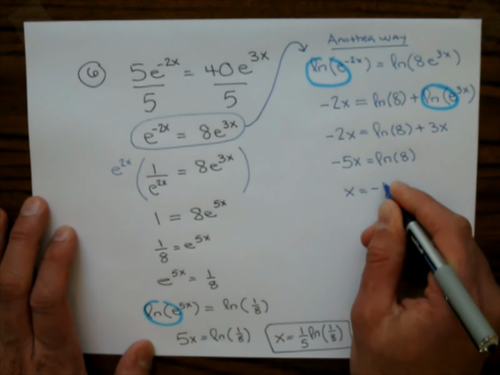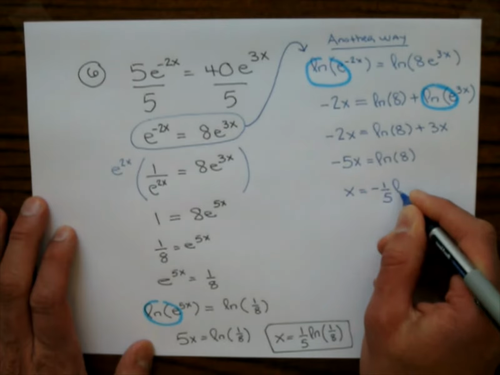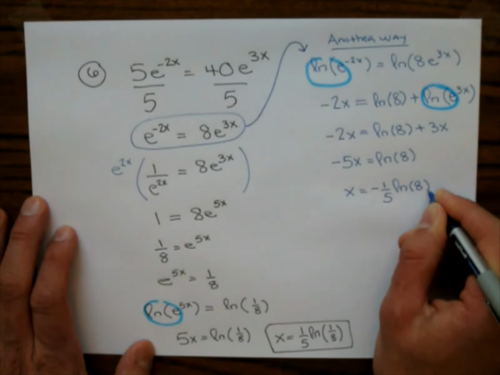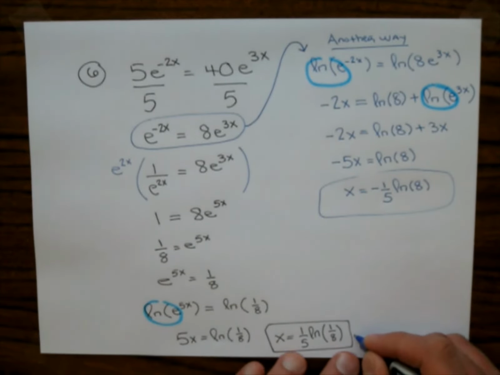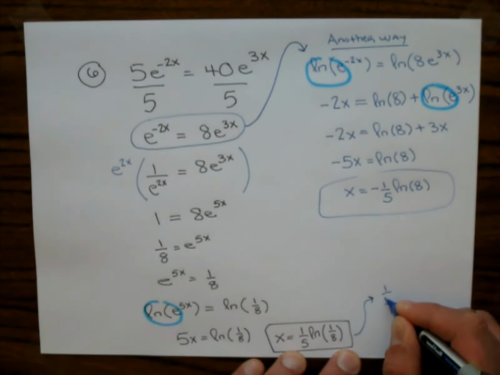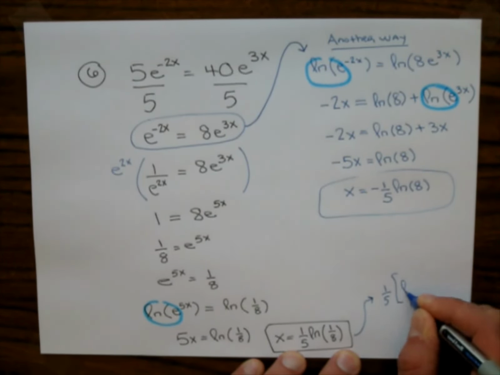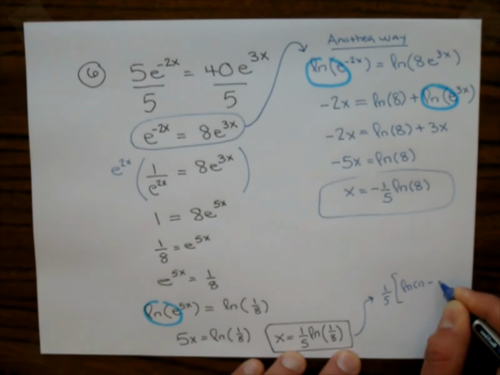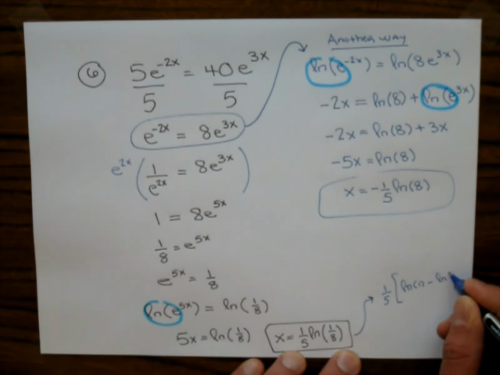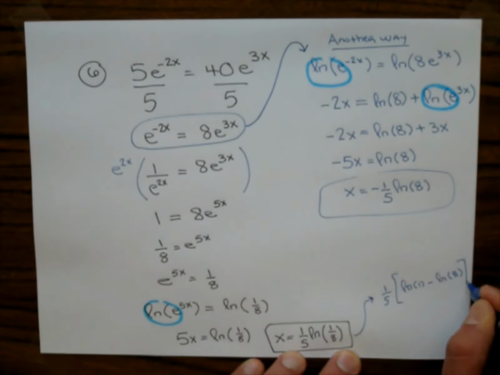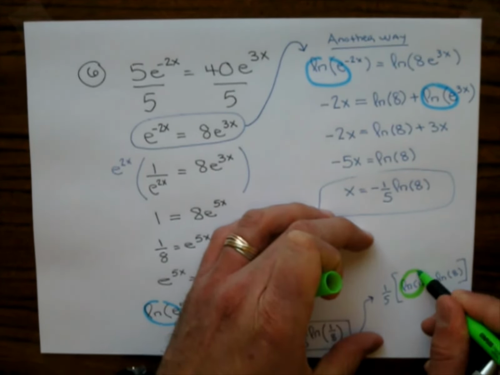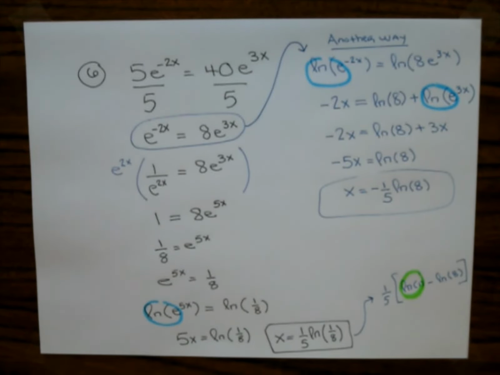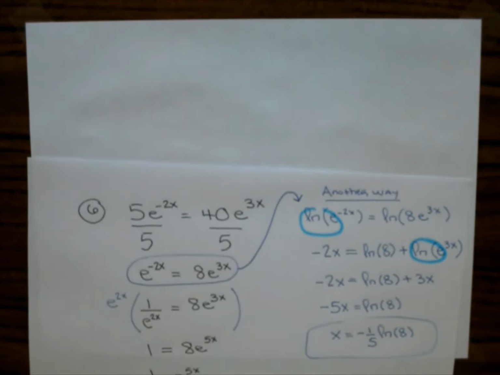So I'll write this as negative 1/5 ln 8, which is a good answer because we said, like on this one right here, this could equal 1/5 ln 1 minus ln 8. And then this guy right here, ln 1, is just 0. So it's the same answer. Okay, let's go ahead and do the next problem.